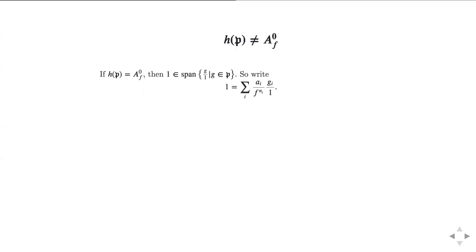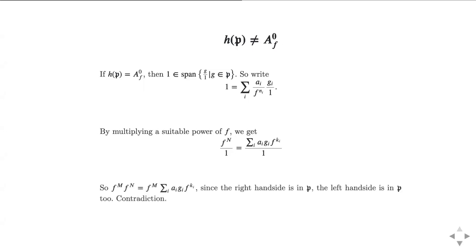So since it is in the span, we can write one as a linear combination here. Then we can multiply by a suitable power of f so that everything here will cancel out, so that we will only need a very, very large power of f. We will be able to write one equals to a sum, so f to a large power divided by one is equal to a sum of something times the power of f divided by one. Then just by how equality works in a localized ring, we can say that for another big power f^m, f^m times f^n equals f^m times the sum that is in the numerator. And we can readily see that because this g is always in p, this whole thing will always be in p, which means f will be in p. That's the contradiction we're looking for.